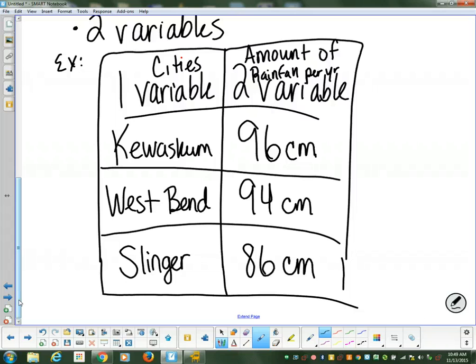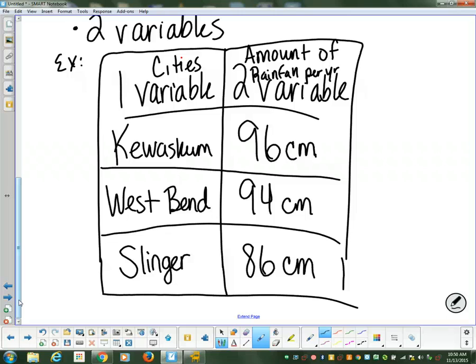Okay, so what I've done is I've taken two variables, one of the variables being location, or cities. The second one is going to be the amount of rainfall, which is going to be your variable, which is changing. And so, what's a statement that we can make based on this table that's up there? Addie, what is something that we could say based on our data up there? Okay. Yeah, we could say that Kewaskum gets more rainfall than West Bend and Slinger.